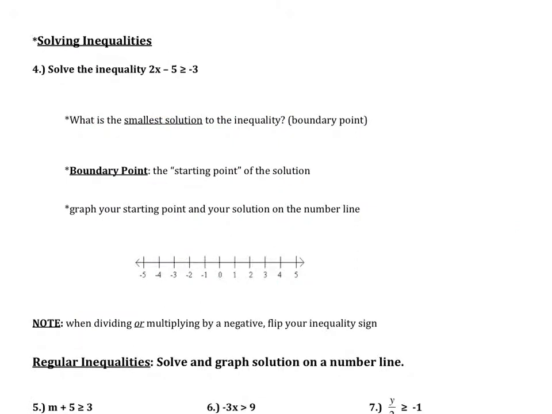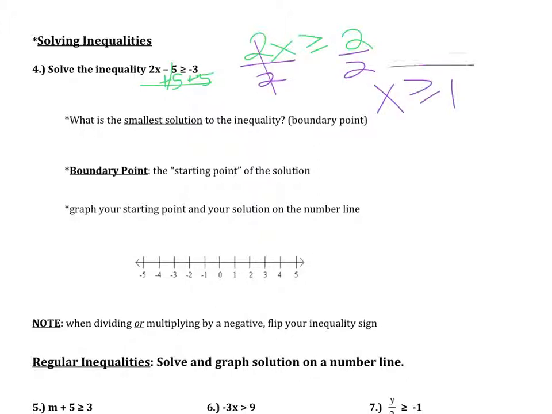So solving inequalities, we are going to solve 2x minus 5 is greater than or equal to negative 3. So we want to figure out what is the smallest solution to the inequality. So prior to that, we are going to solve for x. So we're going to solve like a normal equation. We're going to add 5 to both sides. So 2x is greater than or equal to 2. Divide both sides by 2. So x is greater than or equal to 1.